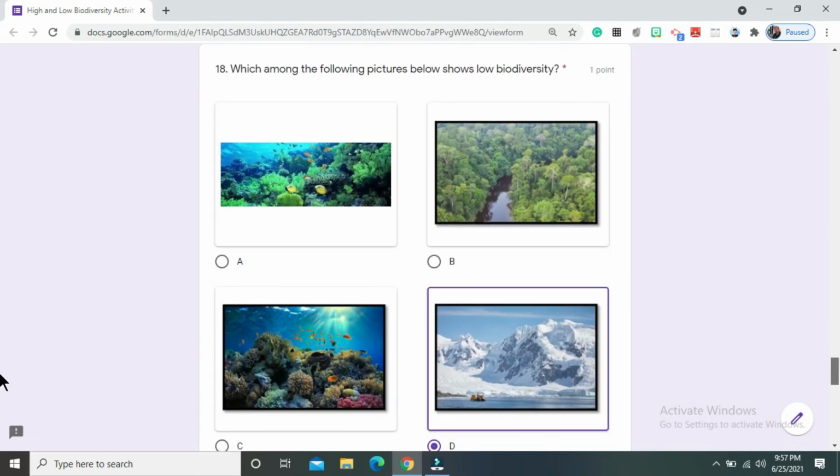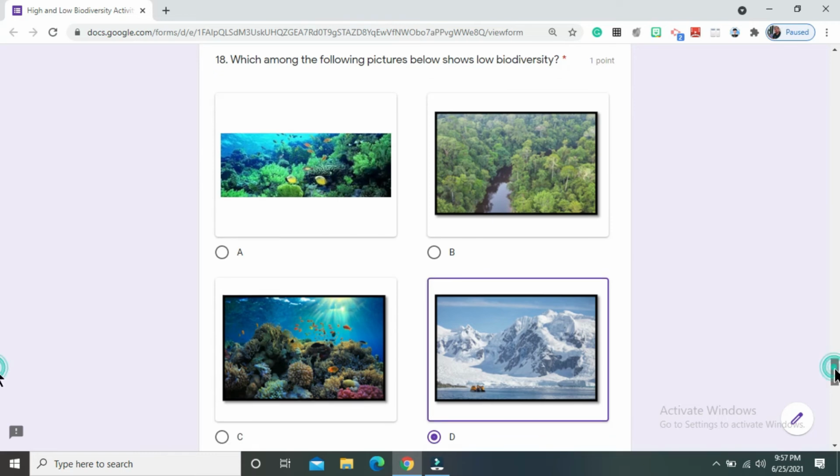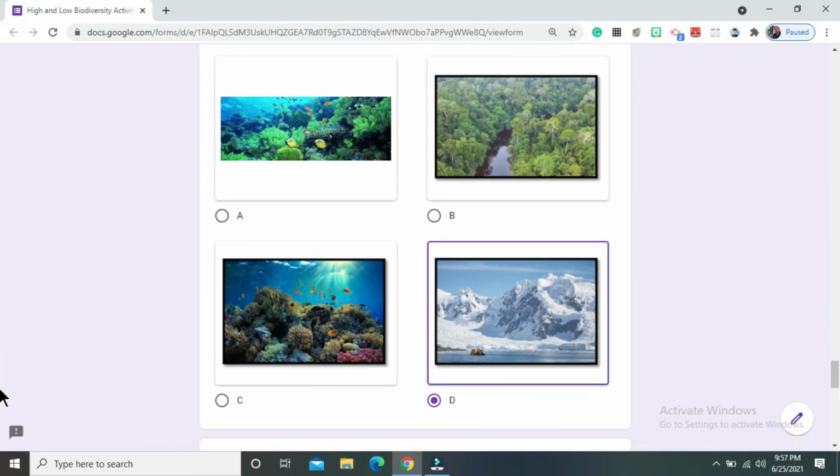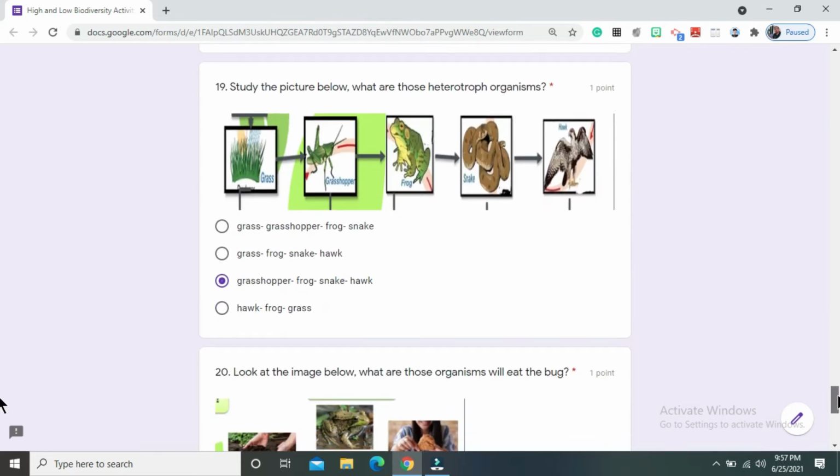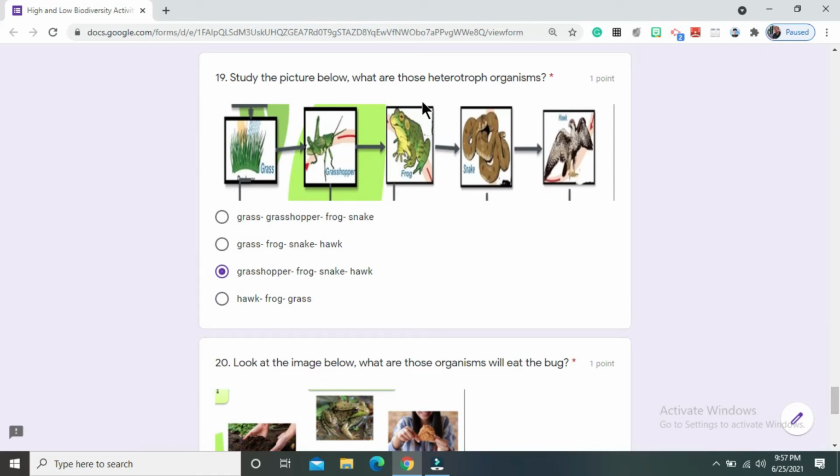Question number 18. Which among the following pictures below shows low biodiversity? The correct answer is letter D. Question number 19. Study the picture below. What are those heterotroph organisms? The correct answer is grasshopper, frog, snake, and hawk.